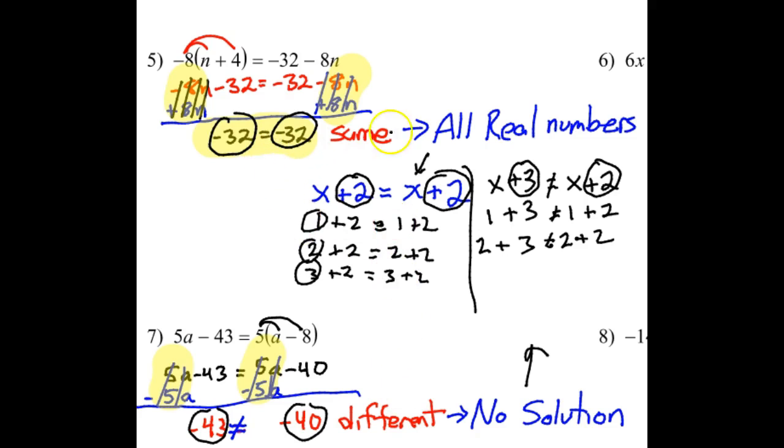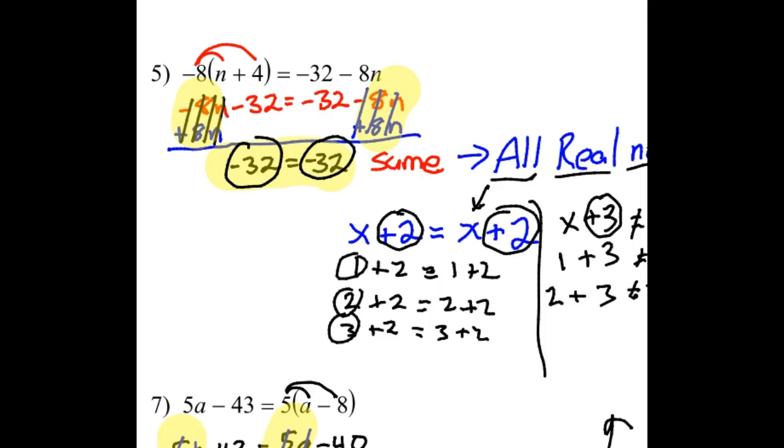Now, if you need to, jot this down so you know how to identify a no solution and an all real. So, no solution: if the numbers are different, write no solution. If the numbers are the same, write all real numbers. And write out all 3 words all the way. Don't abbreviate or anything. Okay?